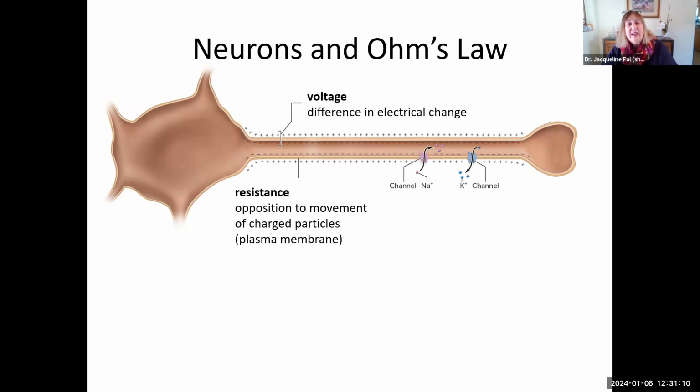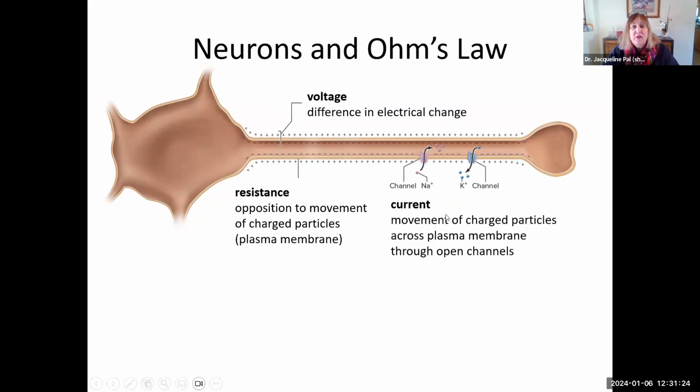All right. And so, in order to have this action potential, we had to generate a current. And the current was a movement of charged particles across the plasma membrane through these open channels, through these sodium channels and potassium channels. These were voltage-gated sodium channels and potassium channels. And that gave us a current. And so I think you understood all this.